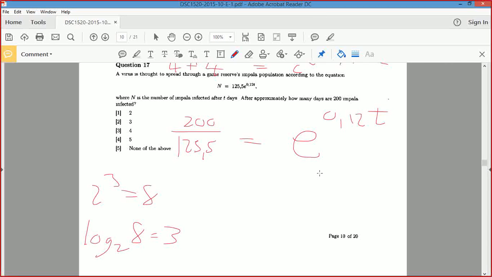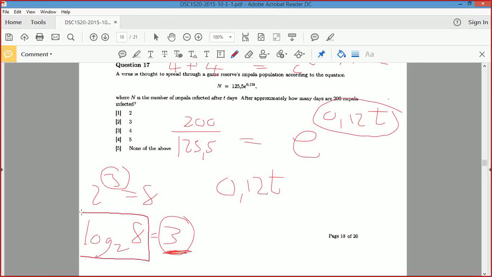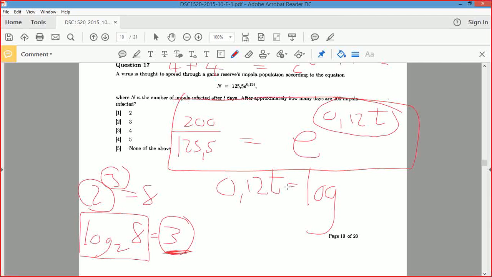What's my exponent here? 3. No, the exponent. 0.12t. Yes. What is the exponent equal to? Log 2, 8. So log is the base. So log, what's the base? Log 2. No, what's the base in this question? It's going to be 200. Not this question. This is what you remember. No, but won't it be 200 divided by 1.255? No, that's the answer.